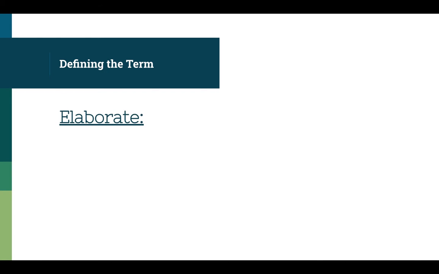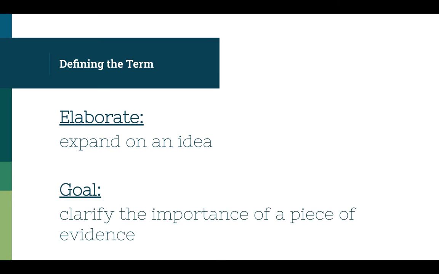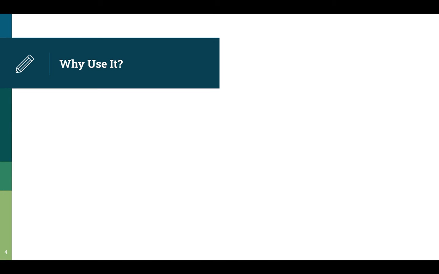Let's start by defining the terms. First, when we say to elaborate, simply that means to expand on an idea. In the context of a literary analysis, the goal is that you're clarifying the importance of a piece of evidence. So whatever quote or part of the text you include, elaboration is where you start to show how that piece of evidence is important.